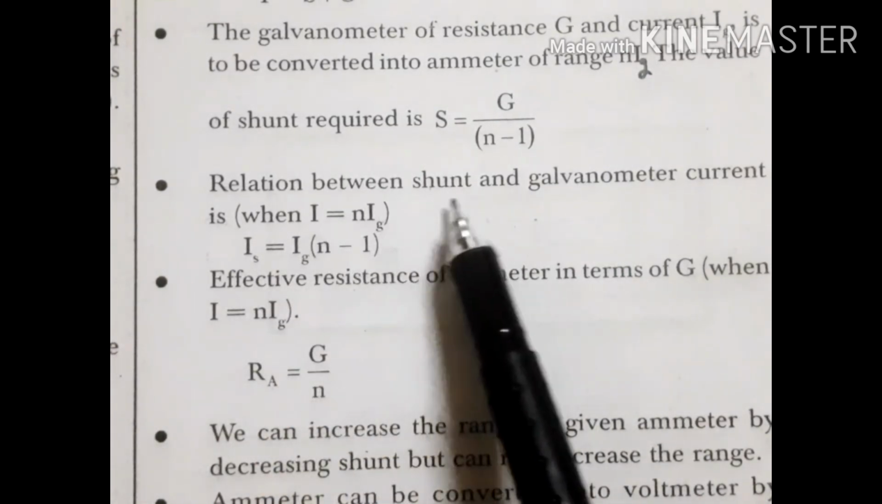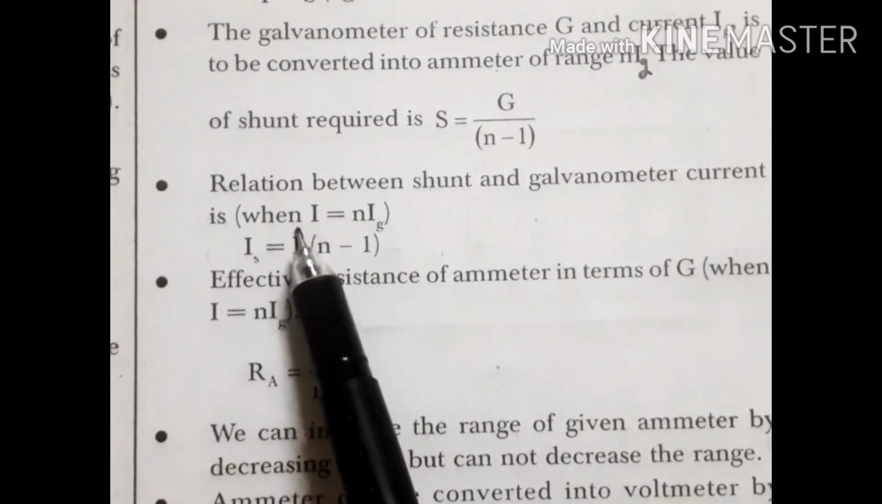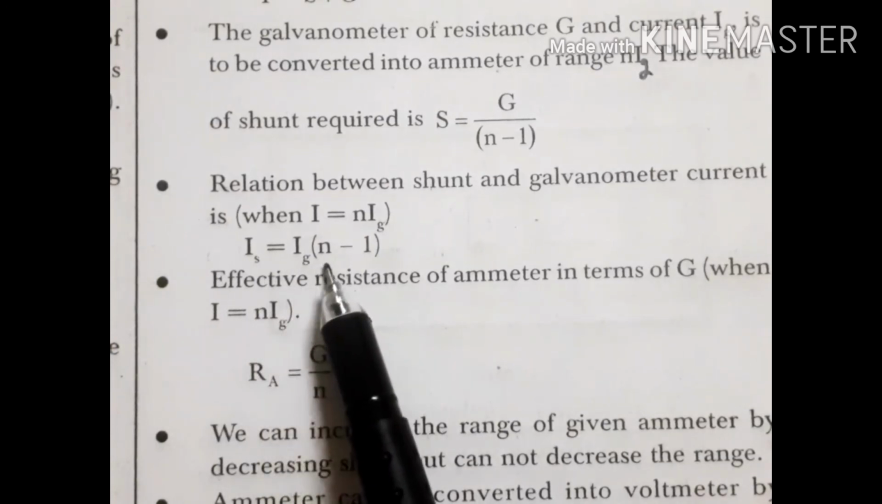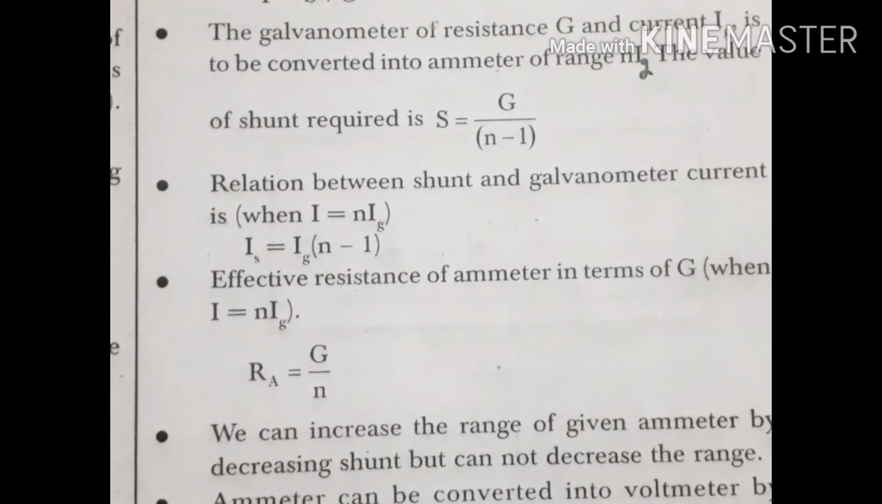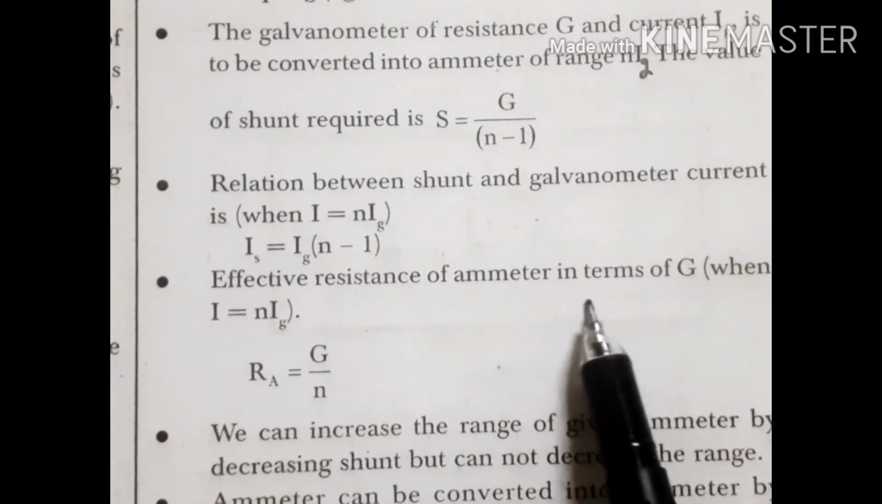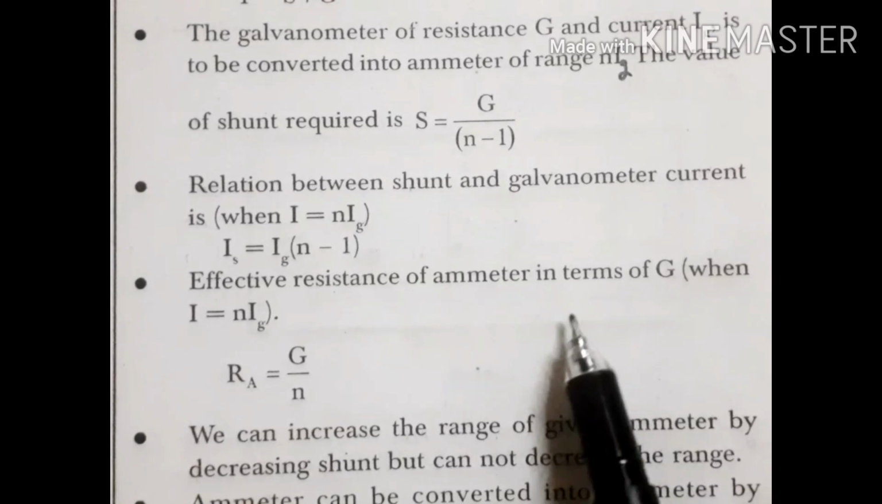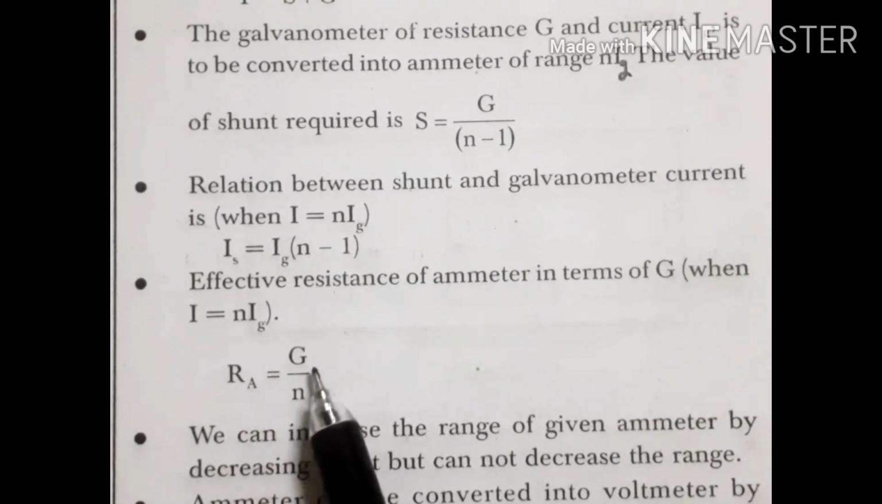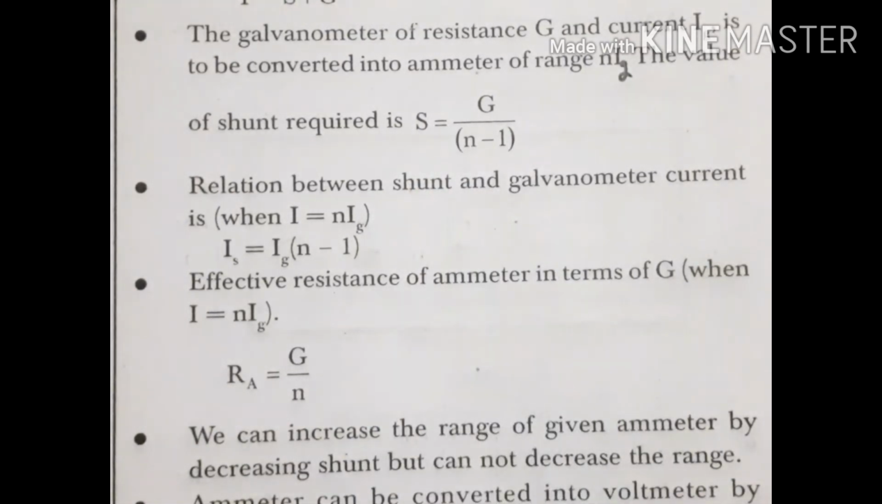The relation between shunt and galvanometer current, when I is equal to n times Ig: Is is equal to Ig into bracket n minus 1. The effective resistance of the ammeter in terms of capital G, when I is equal to n times Ig, is equal to capital G divided by n. These are some three points related to competitive exams.